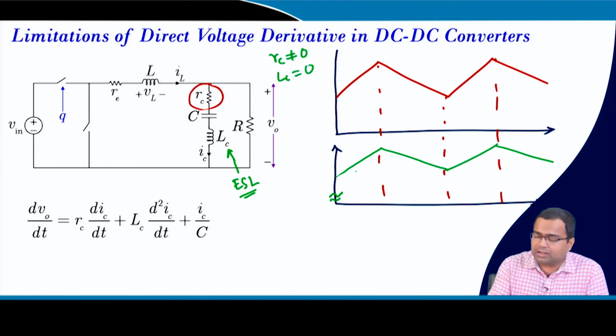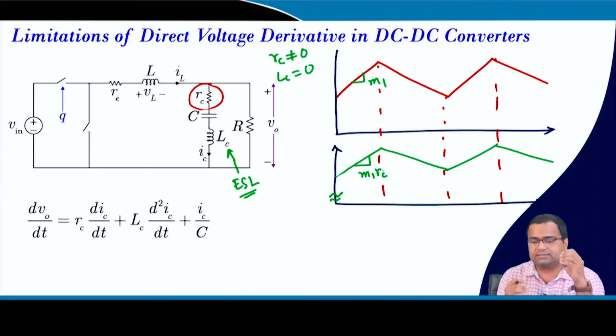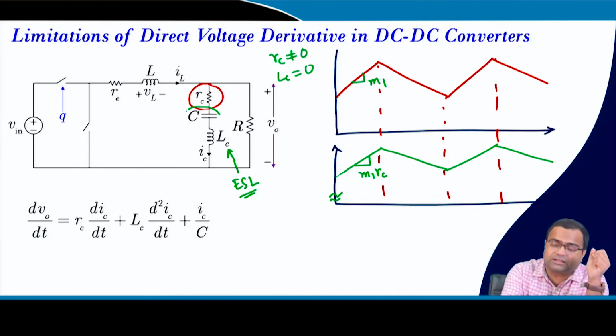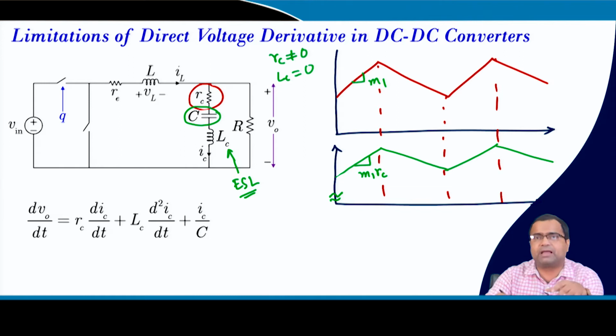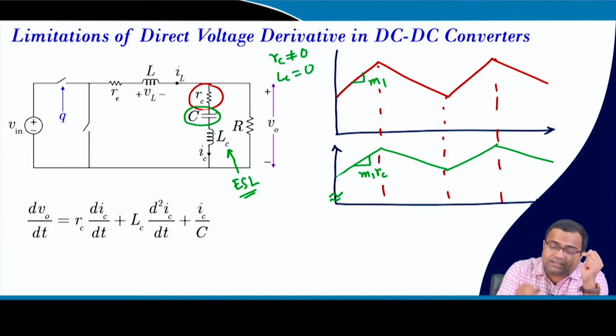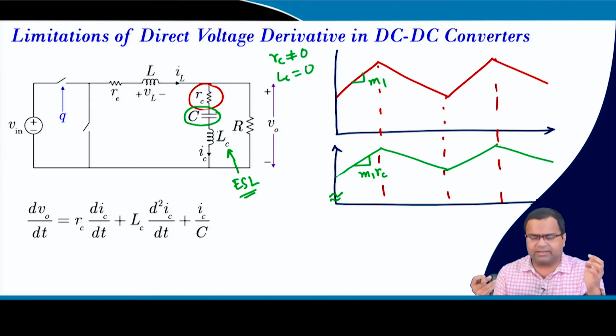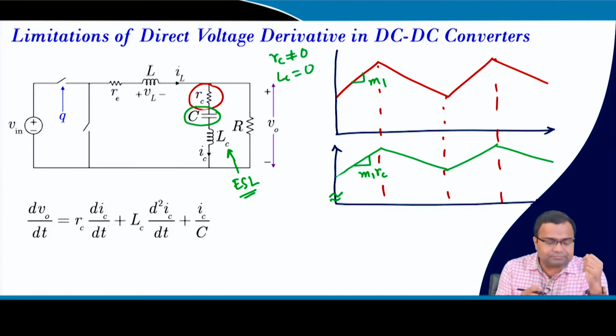It will look something similar to the current profile, because this will be dominated if this is M1. So, this slope will be M1 into RC. That means, if your capacitor is large and if you have some amount of ESR, then the pure capacitor ripple will be small. So, it will be primarily dominated by the ESR ripple. Now, in presence of ESL, what will happen? Suppose this ESL is very small, even a few nanohenry or even hundreds of picohenry.